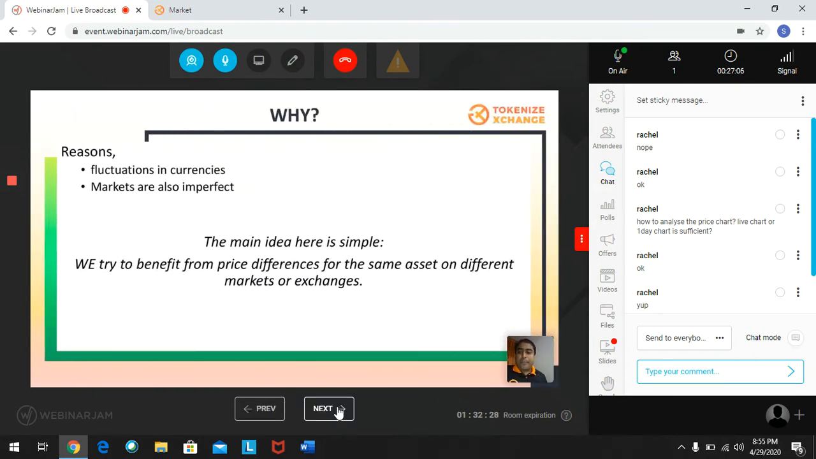So why is there any price inefficiency? First is the fluctuation in currency, as different exchanges use different currency rates. Second is market imperfection in terms of demand, supply, and volume on the particular exchange. But the main idea of arbitrage is that we try to benefit from price differences for the same asset on different markets or exchanges.